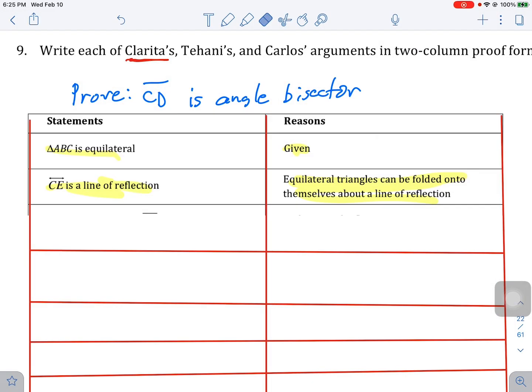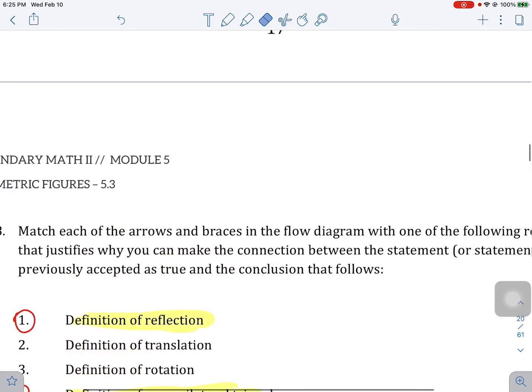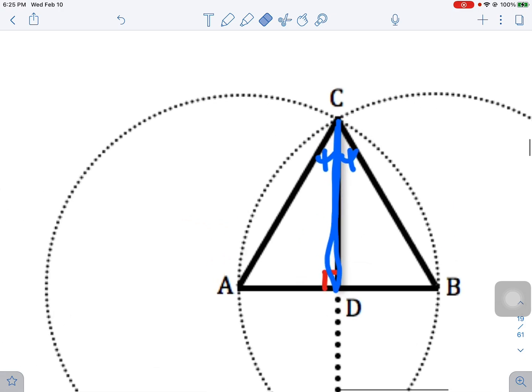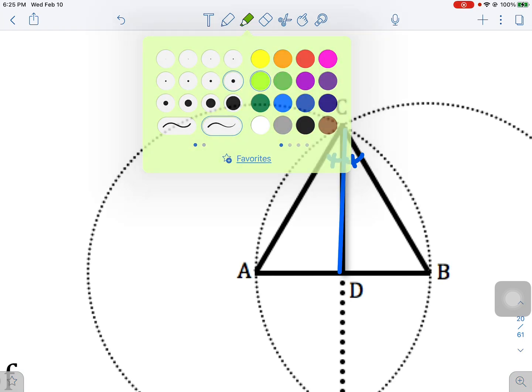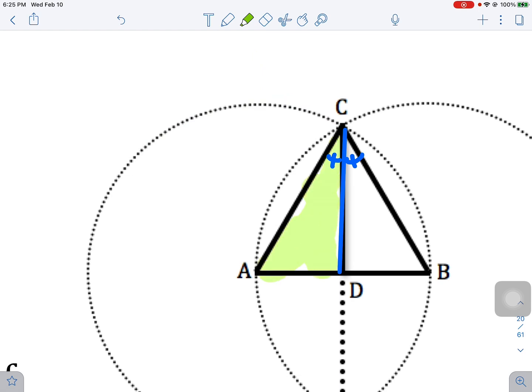Welcome. We're going to do task 5.3. We're going to prove that segment CD is an angle bisector. So what that means, looking at this here, is that segment CD would bisect angle C into two congruent angles. And to do that, we're going to use the idea that this triangle is congruent to this triangle.